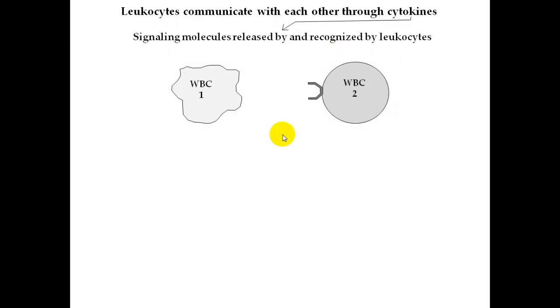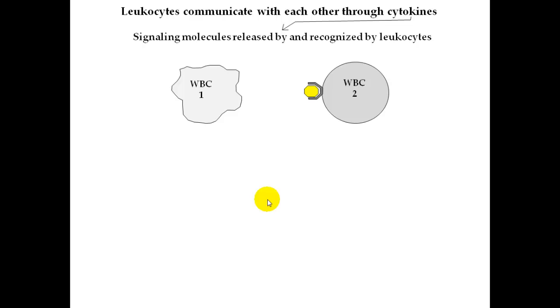So if you were to see it in pictures, white blood cells talk to one another by releasing different types of cytokines that can be bound to and recognized by other white blood cells that then respond to that cytokine in a specific way. It turns out that there are different classes of cytokines, and each class of cytokine causes white blood cells to do different things.